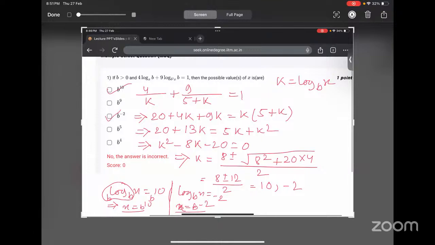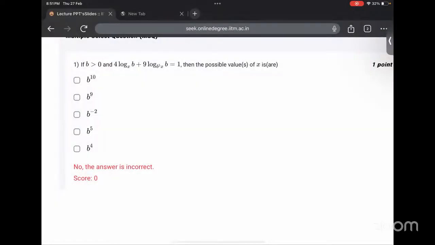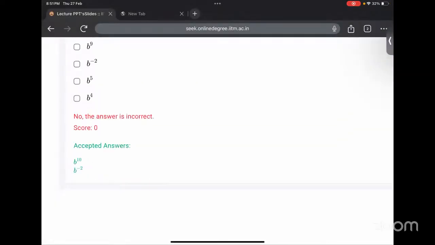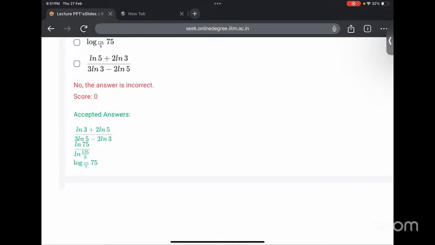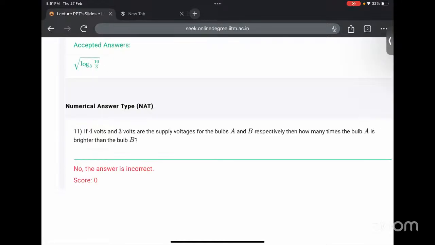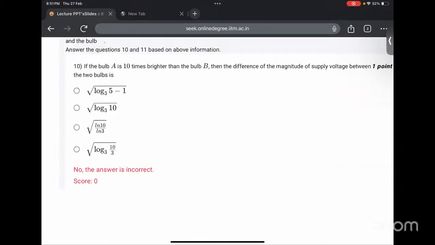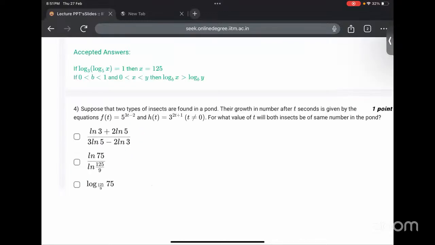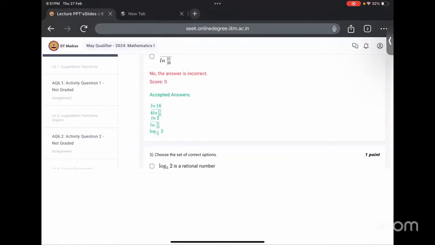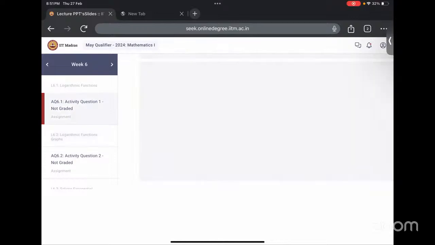Correct. Yeah. Any doubt? No, ma'am. Okay. So I solved most of the problems from the practice assignment. Do you have any other doubt in the practice assignment? No, ma'am. Okay. So we can move to activity questions. Let us start from 6.1. So anything in 6.1?